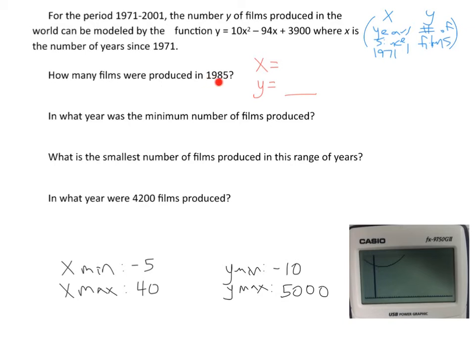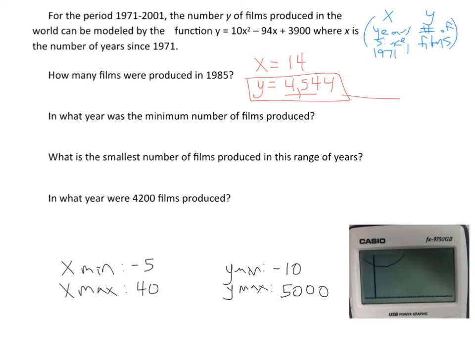So how many years have gone by since 1971 to get to 1985? Well, the answer is 14. So 14 years have gone by since 1971 to get to 1985. So we need to find y when we know x is 14. So when x is 14, what's our y value? We're going to use trace and 14 for our x value, and we find out that there were 4,544 films produced in 1985. And we can put a label on that, probably would be better to say films or something.